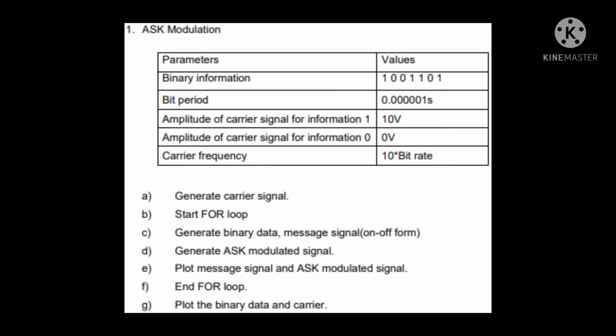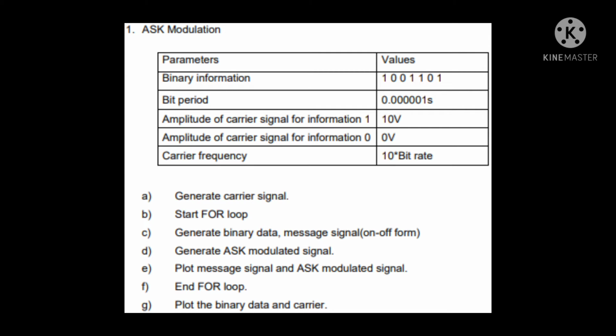So for the procedure, first, ASK modulation. The binary information is 10011101. The bit period is 0.000001 second. The amplitude of the carrier signal for information 1 is 10 volt. The amplitude of the carrier signal for information 0 is 0 volt. And lastly, for the carrier frequency, we use 10 bit rate.